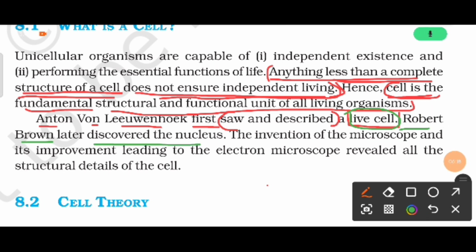But guys, if you remember, in your lower classes you have studied that the discovery of the cell was done by Robert Hooke. Is it false? No, it is true. Robert Hooke was the first person to discover the cell, but he discovered a dead cell, okay? The cell was not living. The living cell was discovered by Anton von Leeuwenhoek. The dead cell was discovered by Robert Hooke. The first person to discover the cell was Robert Hooke.